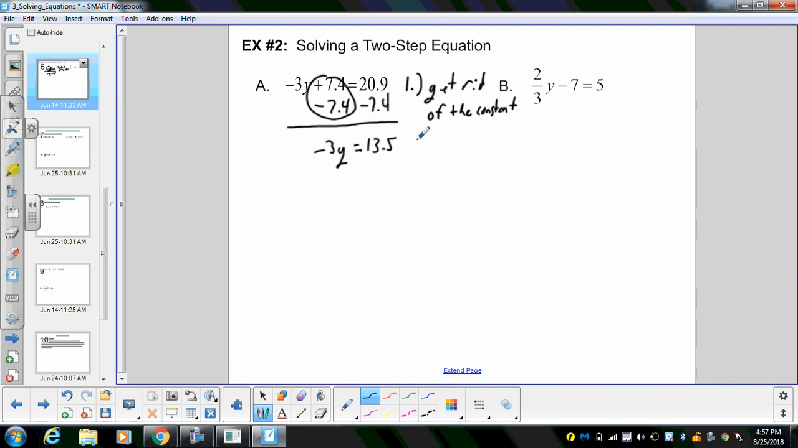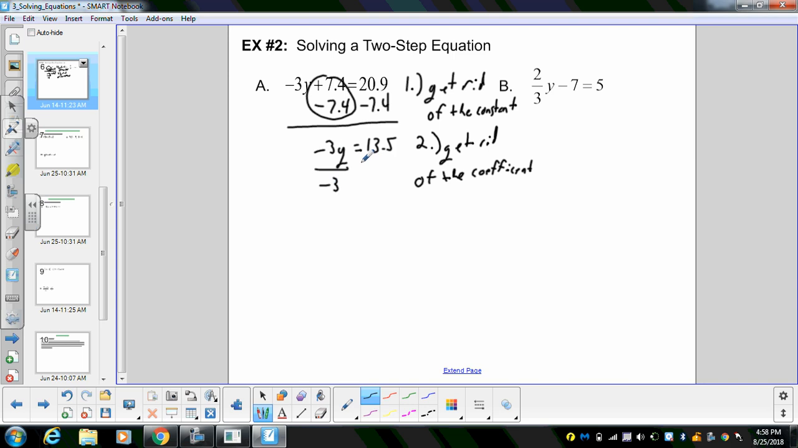Your second step in a two-step equation is then to get rid of the coefficient. In this situation, the coefficient is negative 3. And the way we're going to do that, if you remember from the previous problem, a number next to a letter indicates multiplication. So the inverse of that would be division.